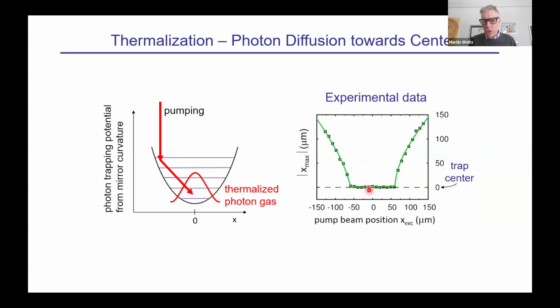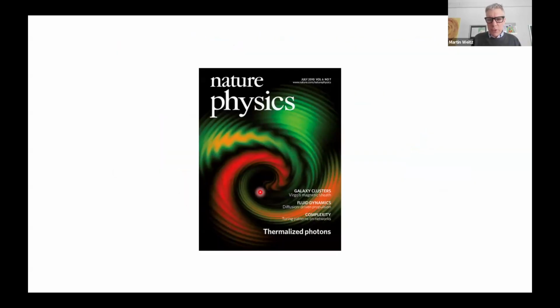And what you see here is the position of the pump beam where we pump. Here's the trap center. On the y-axis, you see the position within the microcavity where the maximum of the fluorescence is emitted. And what you see is that provided that we remain within a capture range of ±60 microns, indeed, the fluorescence comes out in the trap center as would be expected from thermalization. So this is basically what was sketched on the cover of Nature Physics, where this experiment was published in 2010.